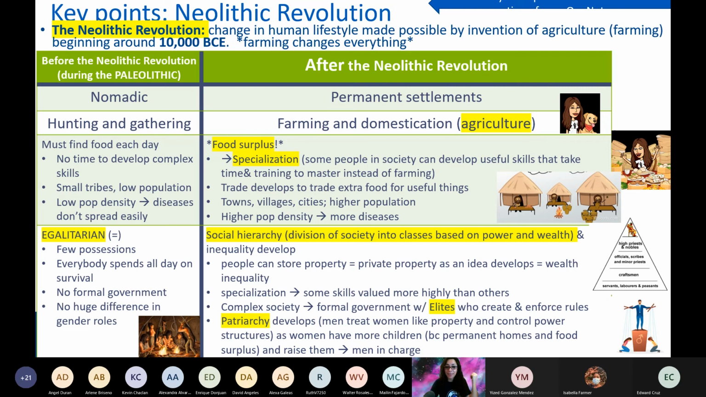So all that said, let's go ahead and start taking notes. Please title this page The Neolithic Revolution. The Neolithic Revolution is still in prehistory, for what that's worth. So we're still talking about a time before writing was invented.